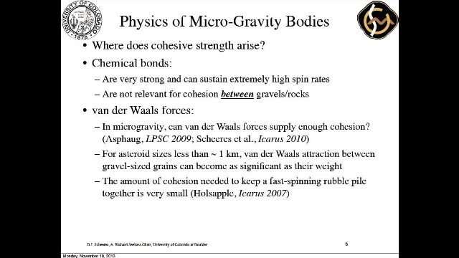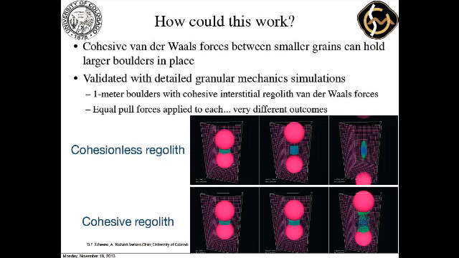And it turns out the amount of this cohesive strength needed to keep a fast-spinning rubble pile together turns out to be extremely small. So the way that we've been theorizing and modeling this is that these cohesive van der Waals forces between small grains can actually hold larger boulders in place. And we validated this with detailed granular mechanics simulations, and as I'll show in a second, we see evidence for this in the asteroid database.